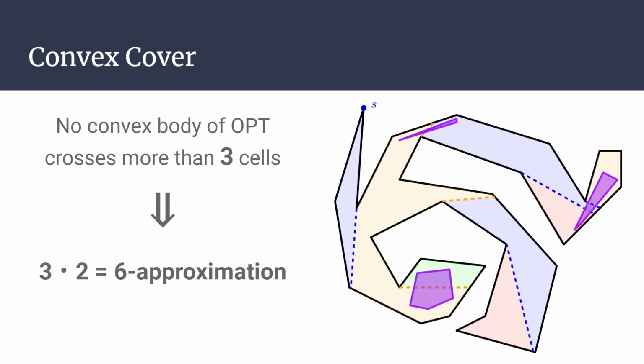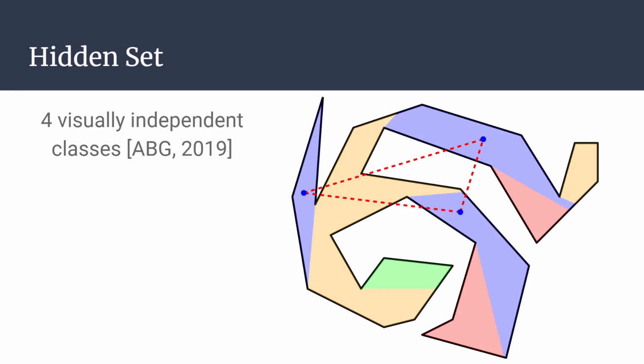And what that implies for us is that if we respect the boundaries of the partition, we lose a factor of 3. So since we only lose a factor of 3, it yields a 6 approximation, because 3 times a 2 approximation. In contrast, for the hidden set, we're going to have a factor of 4.